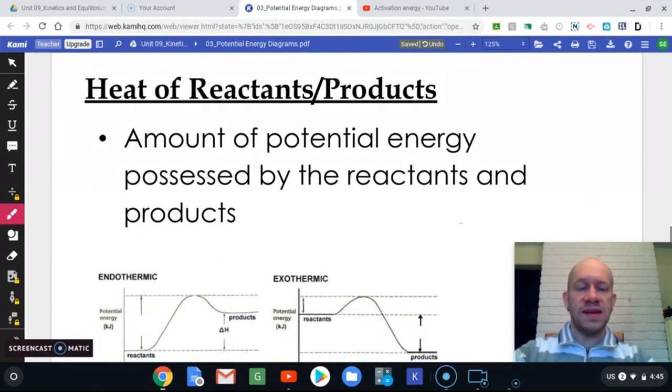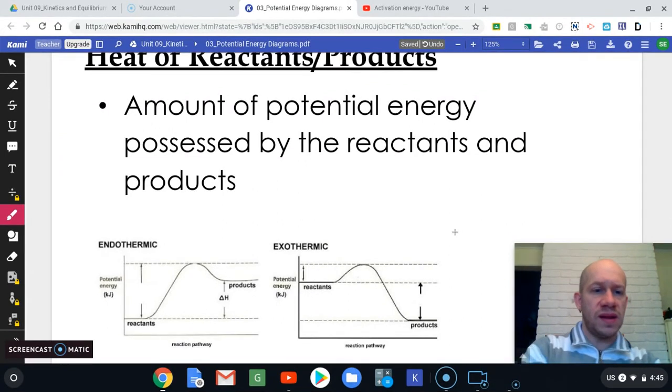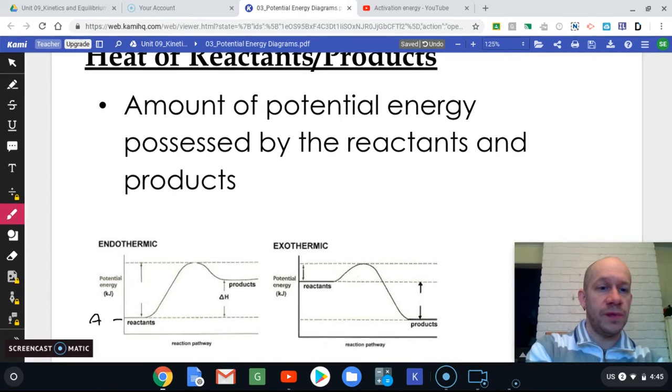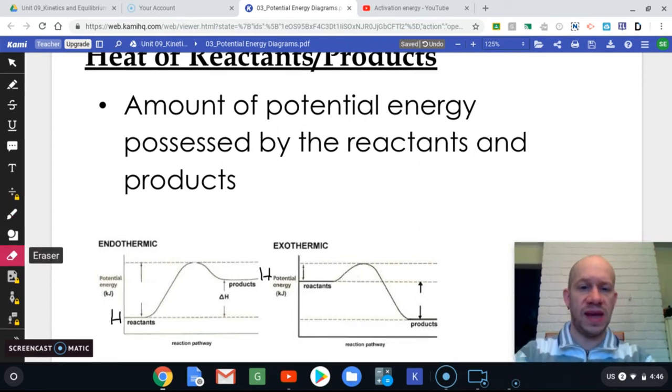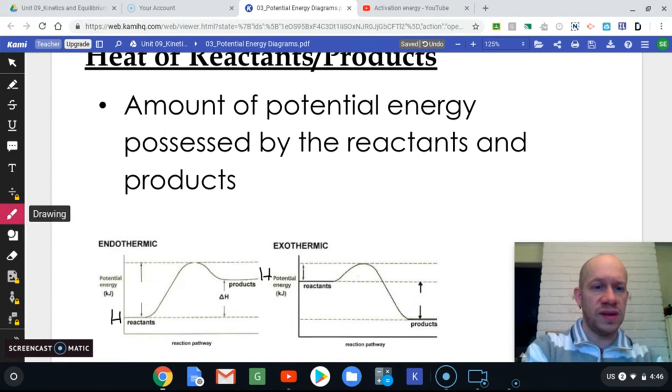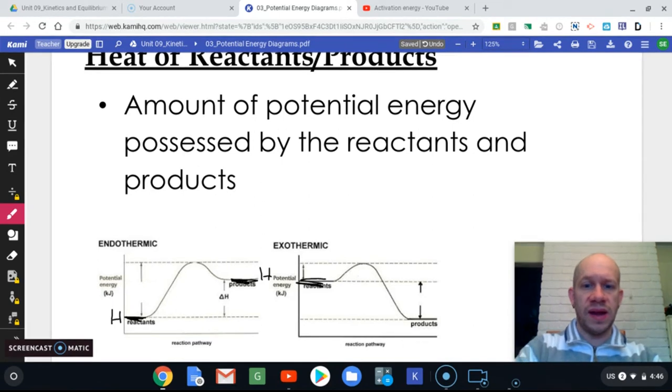The heat of the reactants and the heat of the products are the amount of potential energy possessed by the reactants and products. So that's going to be our H down here for our reactants. Actually, it's not delta, it's just H. H of the reactants, H of the products. So the reactants are always on the left-hand side, and the products are always on the right-hand side.